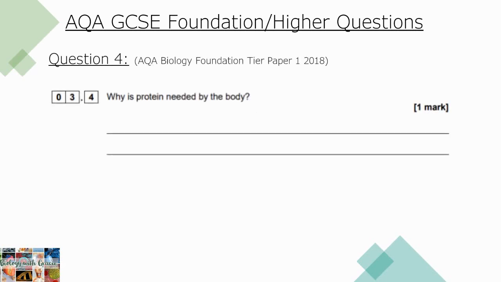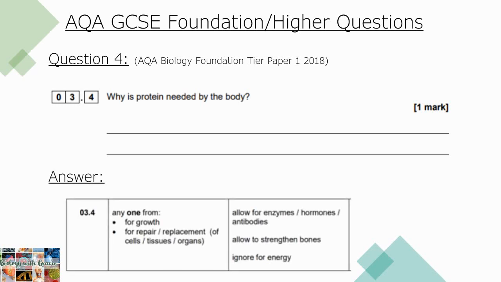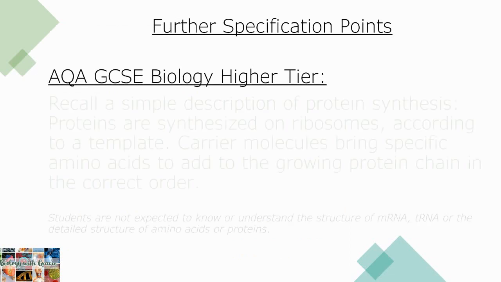So question 4, now this also comes from the AQA Biology Foundation Tier Paper 1 2018, and the question is, why is protein needed by the body? And this is for 1 mark. So we know that protein is made up of amino acids, and without protein we wouldn't be able to grow and we wouldn't be able to repair cells or tissues. So therefore our answer is either for growth, as I mentioned, or for repair or replacement of cells, tissues, or organs.